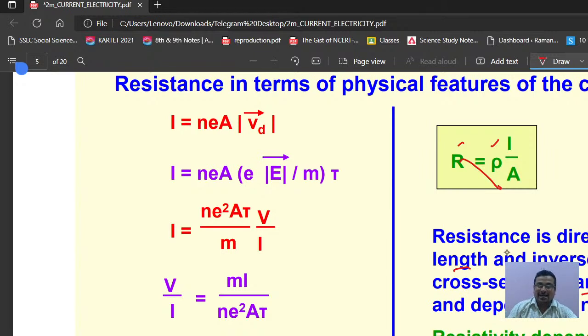So my dear friends, resistivity depends upon the nature of material and temperature, but does not depend upon geometrical dimensions, upon length and area. Now, the current formula that we are writing, and the resistance we are representing, we can represent by this formula here. This is the mass, the number of electrons, charge on electrons, relaxation time, current. This formula you have to remember. Hope you understand this.